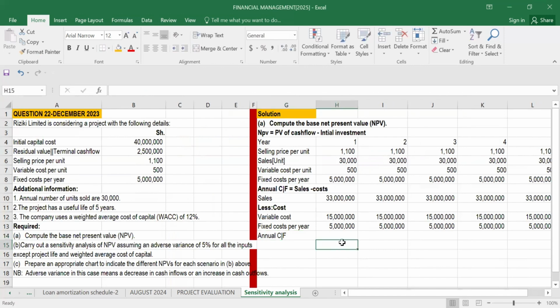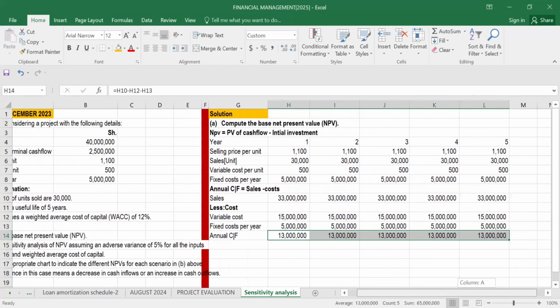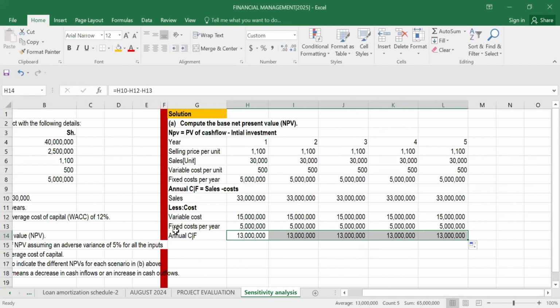And the annual cash flows in this case will be equal to the sales minus cost. So this one will be equal to the sales minus the two costs, this minus also this. That will give us the cash flow of that million. And actually that will remain the same in the next 5 years. So this is the annual cash flows to be generated from this particular project.